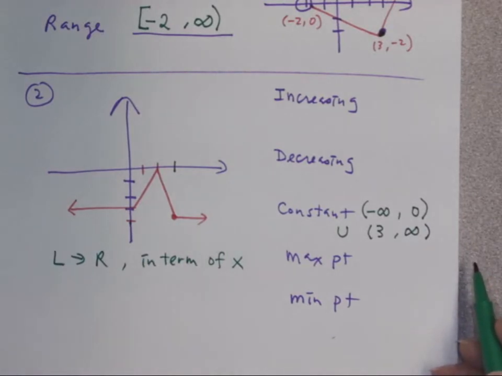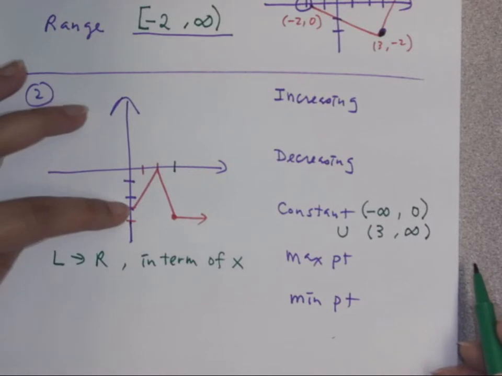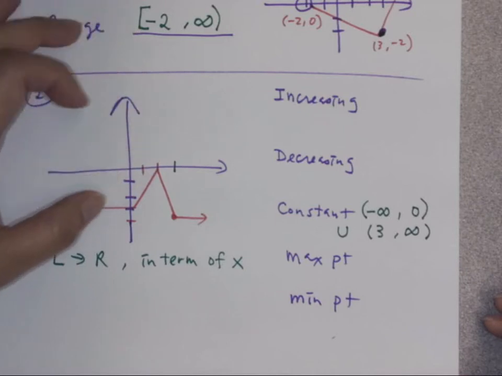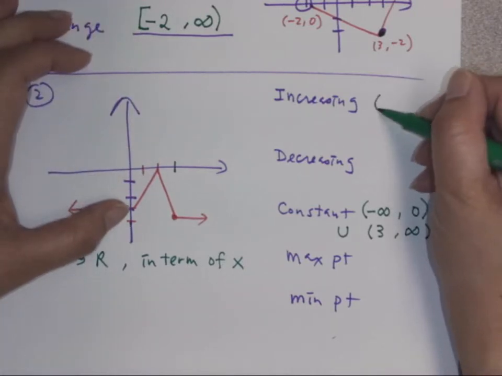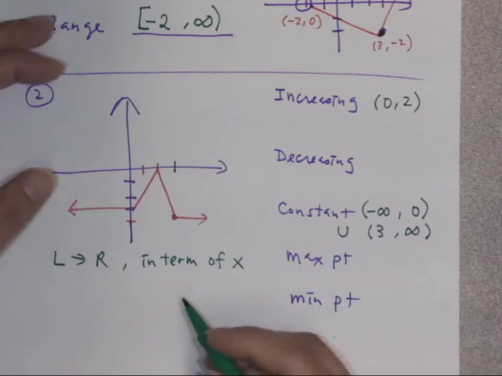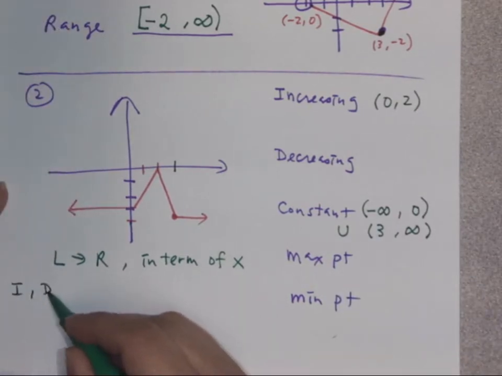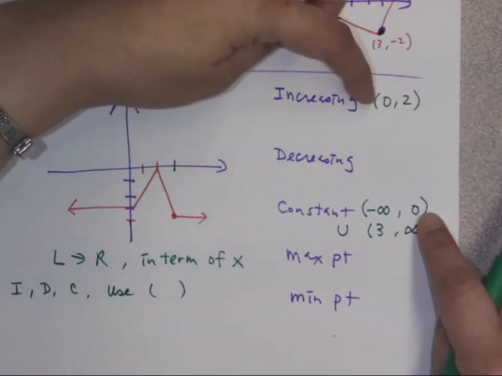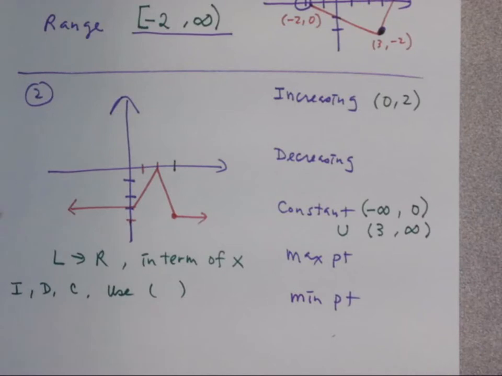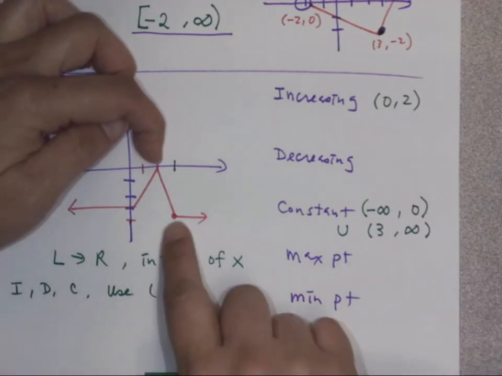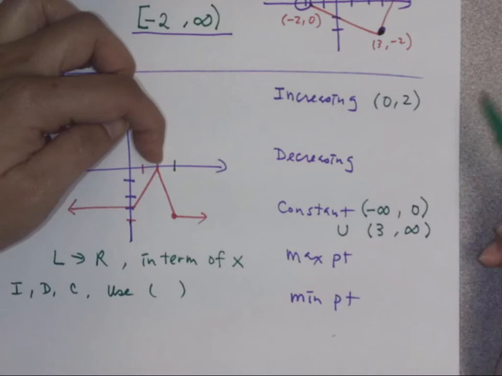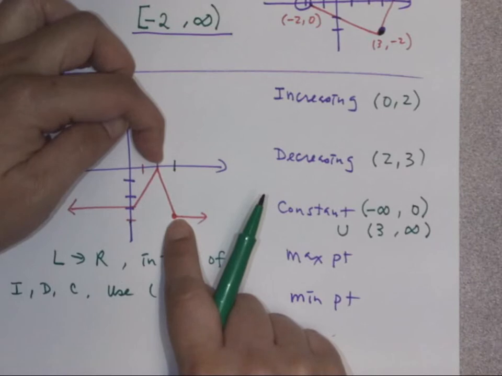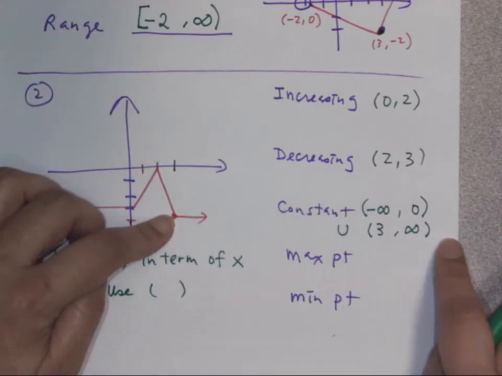Alright, and from here, we're going from x equal to 0 to x equal to 2 going up, so it's going to be increasing from x equal to 0 to 2. And remember, for increasing, decreasing, and constant, we use parentheses, right? Because we cannot include those points. Some of them share the same points, right? And then starting from x equal to 2 it is going down, so it's going to be decreasing. So from x equal to 2 to x equal to 3, this part is decreasing, and picking up from 3 to infinity is constant, right?